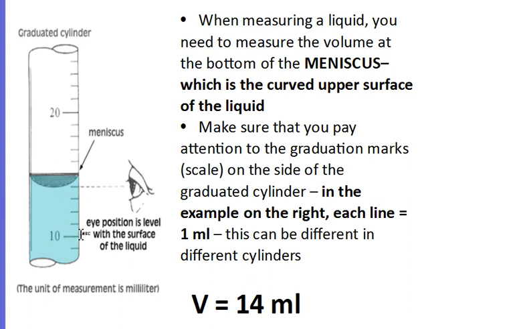And for this example, we know that each of these marks is equal to 1 milliliter, because this is 10, 11, 12, 13, 14, 15, 16, 17, 18, 19, 20. So if we were reading this at the meniscus, this would be 14 milliliters. You don't read it here at the top where it says 15, or where it would be 15.